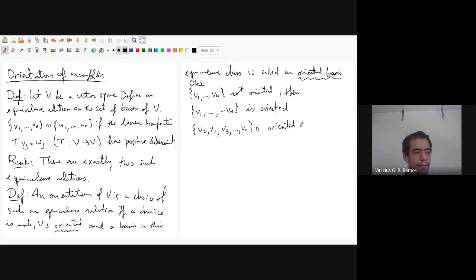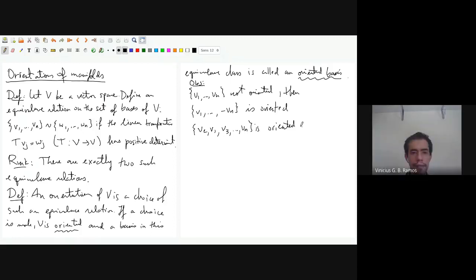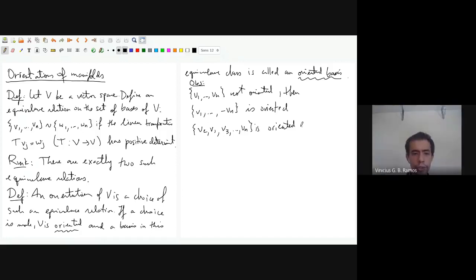Well, this is linear algebra, but are there any questions? Maybe someone has never seen this. Just to remark, there are exactly two equivalence classes. Did I say relations? I meant classes. There are exactly two such equivalence classes.